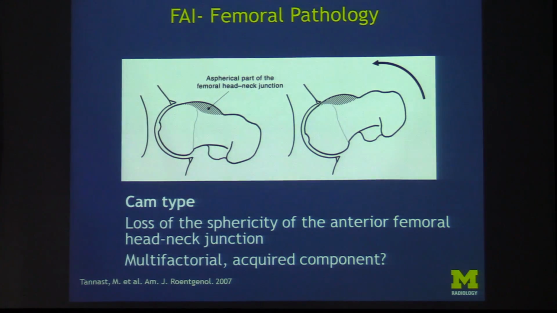Let's talk about the first type. This has to do with a femoral variance. It's called a CAM type. And what do we have here? We have this big old osseous bump replacing the normal spherical head here. Why does it occur? It's probably multifactorial, probably acquired as well. And what happens with flexion and internal rotation? This osseous bump meets the acetabulum and may injure both bone and soft tissue structures.